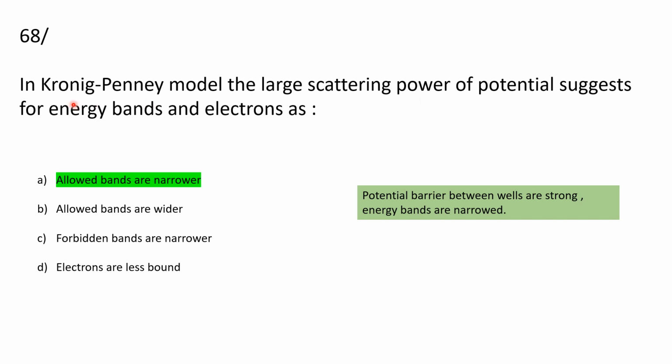Then, in the Kronig-Penney model, the large scattering power of the potential suggests what for energy bands and electrons? The options are: allowed bands are narrower, allowed bands are wider, forbidden bands are narrower, and electrons are less bound. Here the condition is that the potential barriers between wells are strong and the energy bands are narrower. So the matching option is option A, which is the correct one.